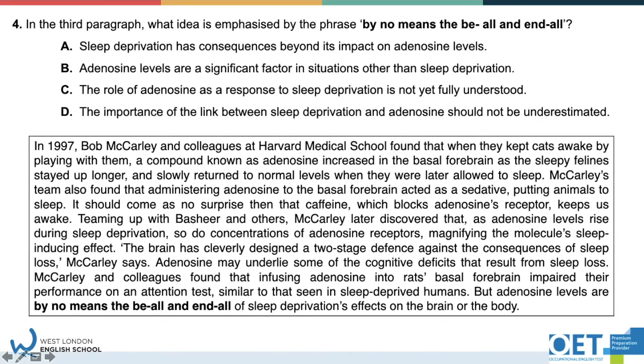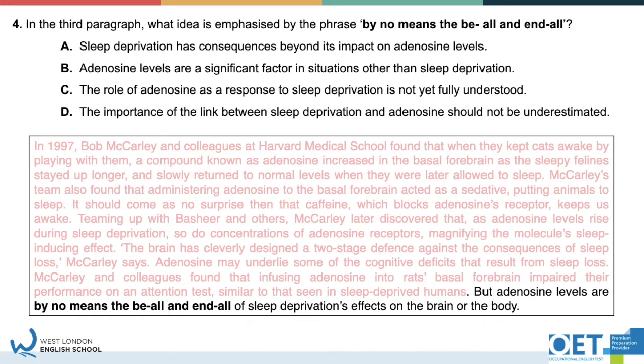Okay, so let's have a look at the answers for question four. Because the question is saying what idea is emphasized by the phrase, obviously we need to look in the paragraph for that phrase. So that is what I have highlighted here at the bottom. Where it says, but adenosine levels are by no means the be all and end all, we have to think about that beginning word, but, because this is showing that there is a contrast and we don't know what it's contrasting with. So that means we need to look above the word but and find what the contrast is here.